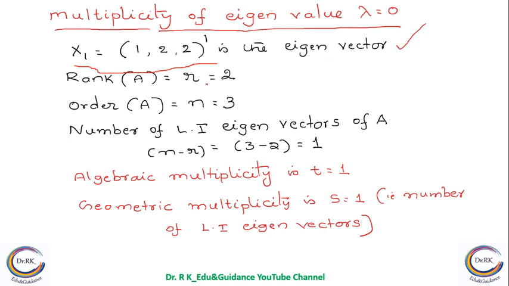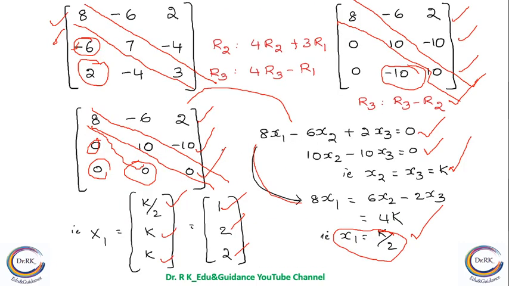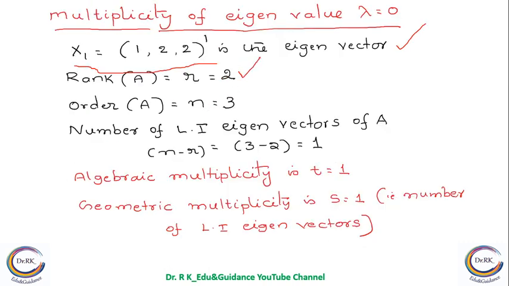Eigenvector. So now rank of A is, if we go back and see, this is A, right? Just now we discussed rank of this matrix A is nothing but number of non-zero rows, that is nothing but 2 only, right? The rank is 2. And order of the matrix. So given matrix is a square matrix of order 3. So then the number of linearly independent eigenvectors are n minus r. So 3 minus 2, that is 1.